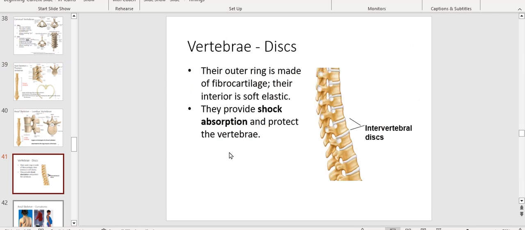Vertebral discs, fibrocartilage. Their interior is soft elastic. They're just about shock absorbent. Okay, that's all they do.